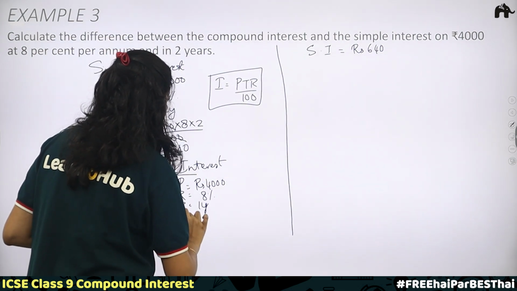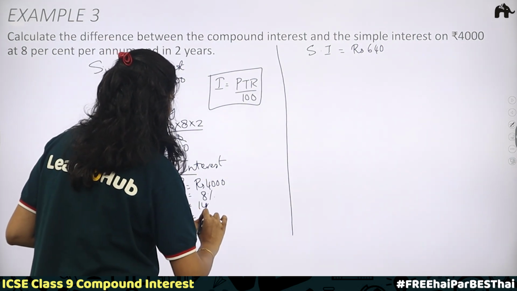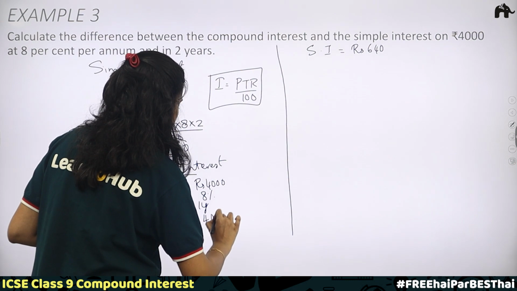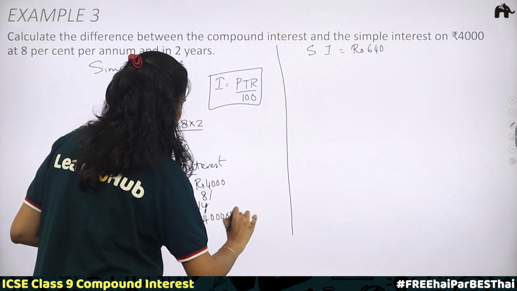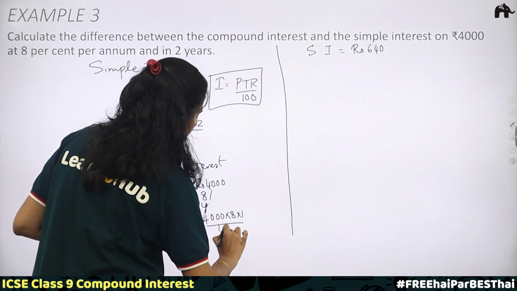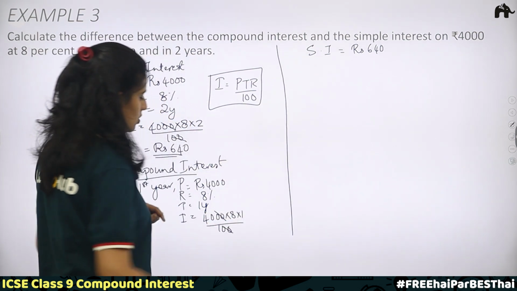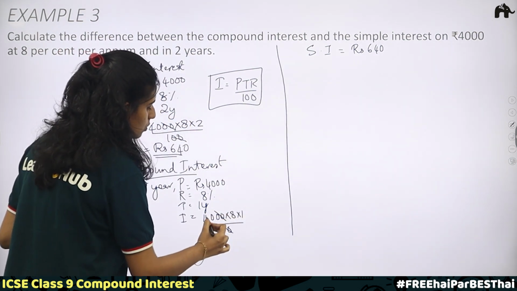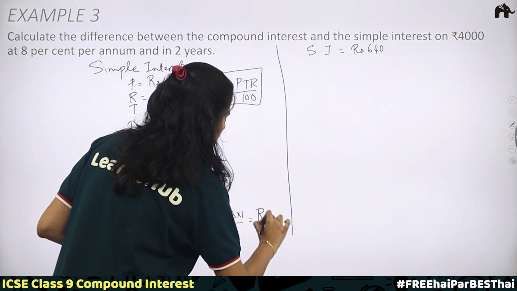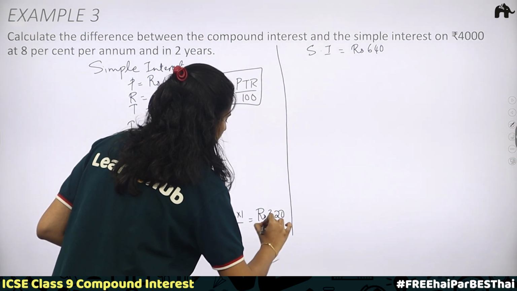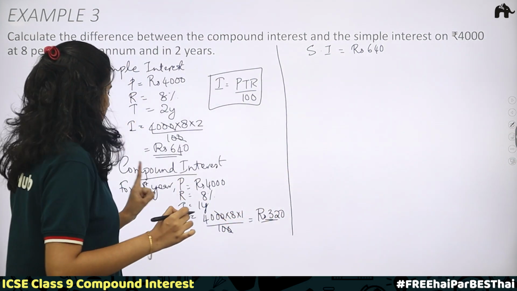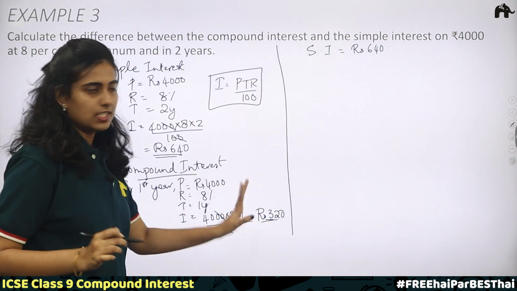Then the interest will be equal to PTR by 100, that is 4000 into 8 into 1 whole divided by 100. Zeros can be cancelled. 8 into 40, that is 320. Rupees 320 is the interest. Okay, for the first year, rupees 320 is the interest.